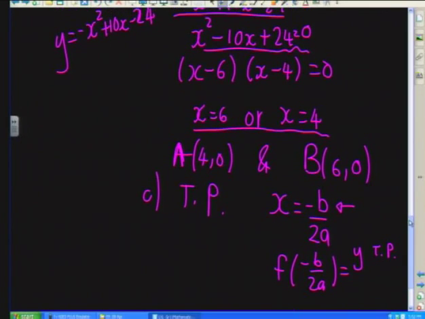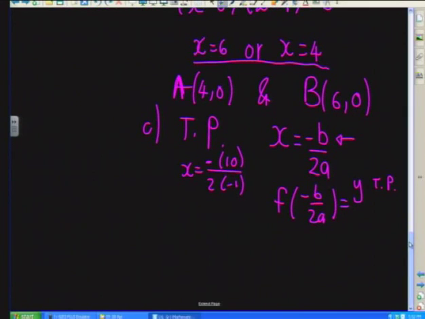incorrect. So b, remember, is the constant in front of the x term. So b is going to be 10, and a is the number in front of your x squared term, so a is negative 1. So my axis of symmetry is x is equal to negative b, which is 10, all over 2 times a, which is negative 1. Simplifying that, I've got minus 10 over minus 2, which is 5.